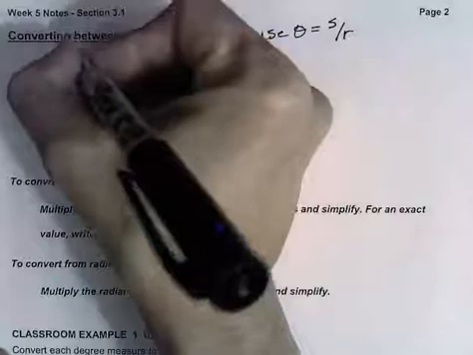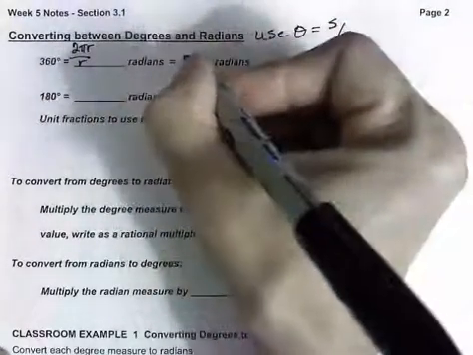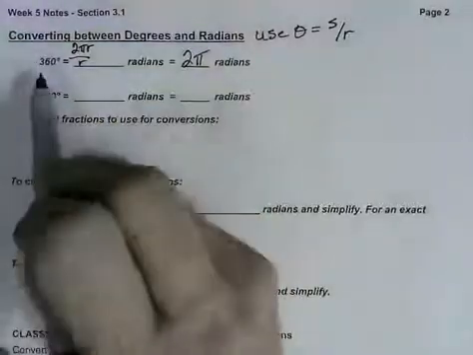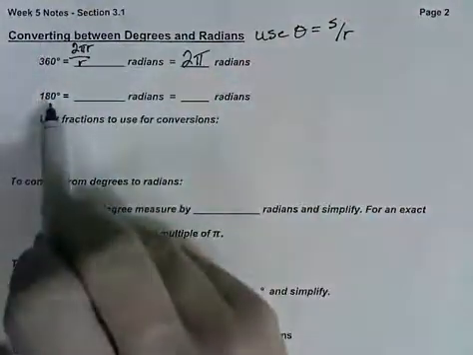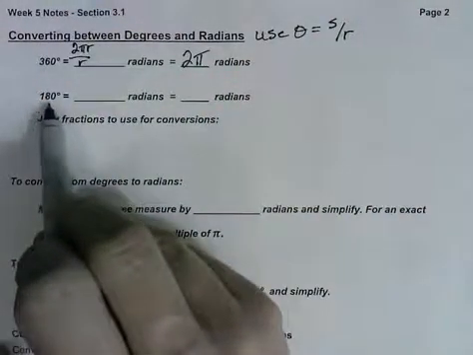So the s would be 2 pi r, and then we're dividing that by r. The r's cancel out, so that gives us 2 pi radians. In other words, 360 degrees is equal to 2 pi radians. We can do the same thing for 180 degrees.